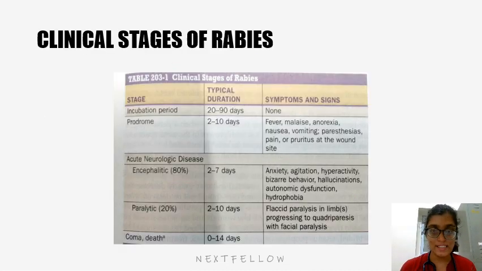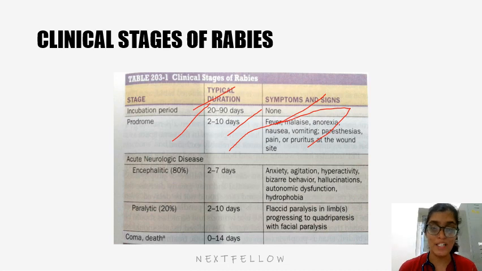Coming to the clinical stages of rabies, incubation period is 20 to 90 days. Prodromal phase lasts 2 to 10 days. That is fever, malaise, anorexia, nausea, vomiting, paresthesia, pain, and pruritus at the site. Acute neurological state, encephalitic, that is around 80%. In 2 to 7 days, there is anxiety, agitation, hyperactivity, bizarre behavior, hallucinations, autonomic dysfunction, and hydrophobia.